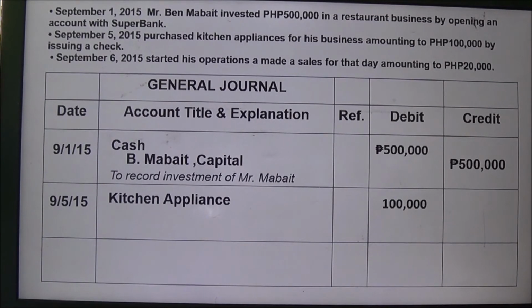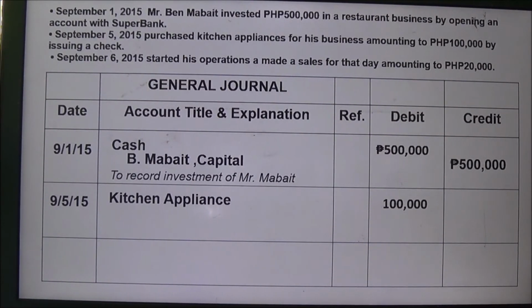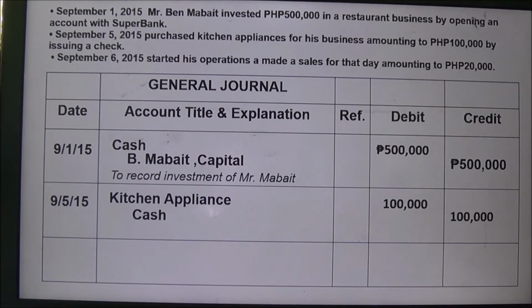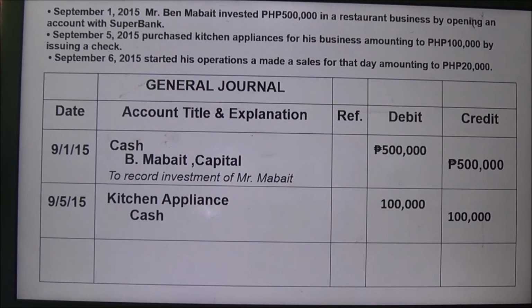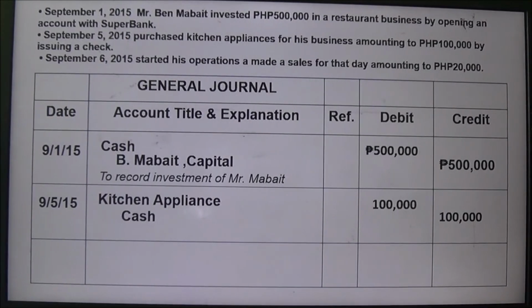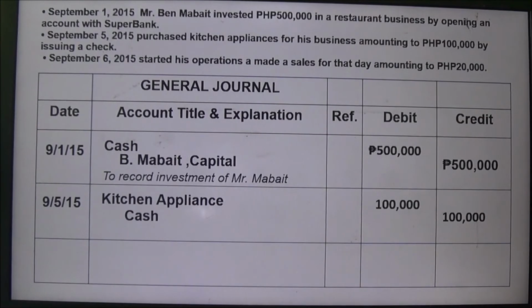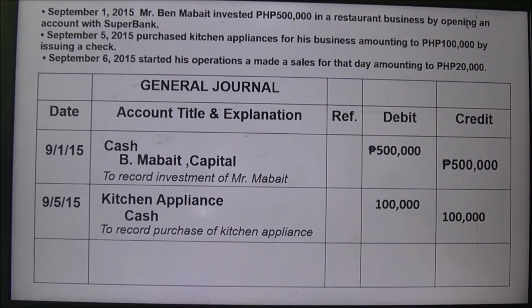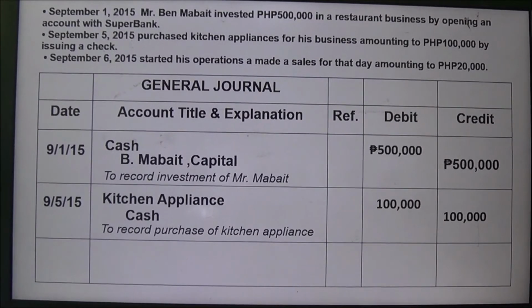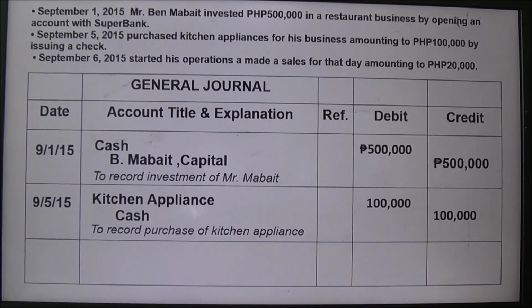Then at the same time, his asset account, particularly the cash, will be credited because he used it to purchase the kitchen appliances. So it means his asset account at the same time decreases. And then we write down the explanation to record purchase of kitchen appliance. And then we proceed to the third transaction on September 6, 2015.